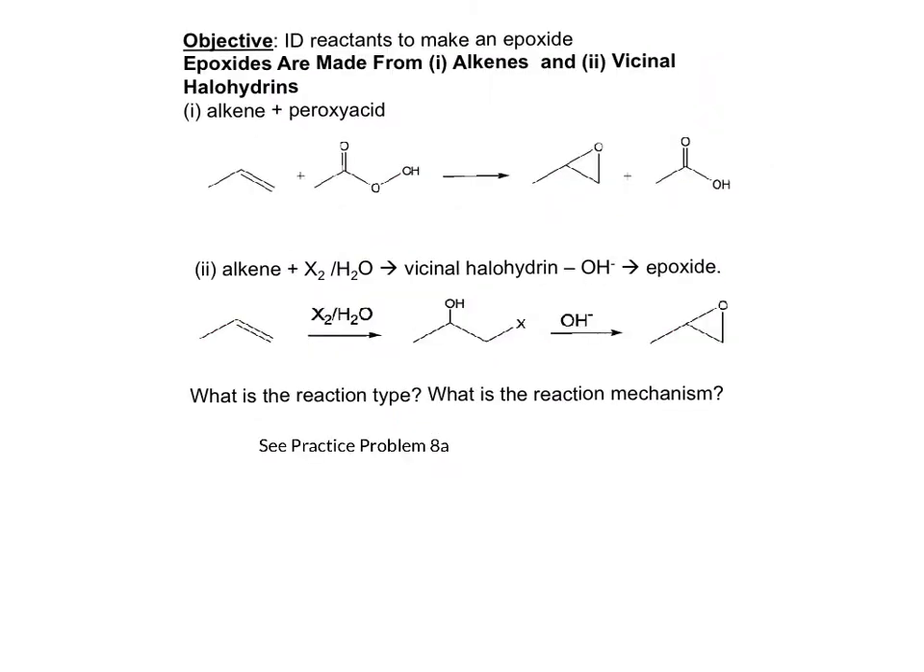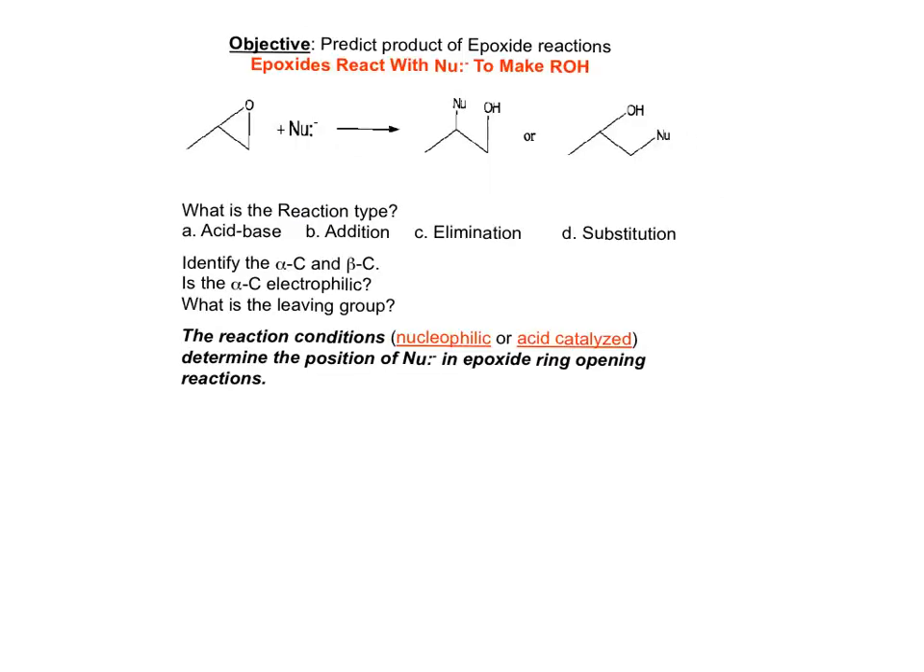We will look at two ways to make epoxides. One is the alkene plus peroxy acid. We will not be looking at this mechanism, but for the second reaction, alkene plus halogen and water, we will look at that reaction. So see practice problem 8a. So epoxides are more reactive than ethers, and they will react with nucleophiles to make alcohols. So stop the video and answer these questions.